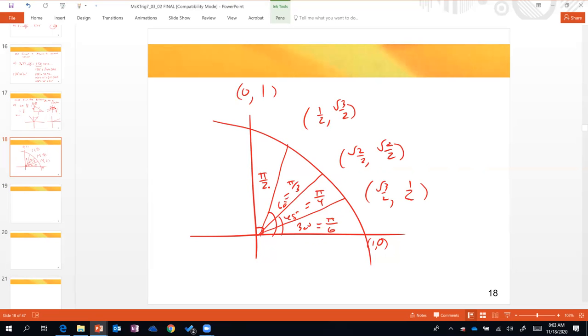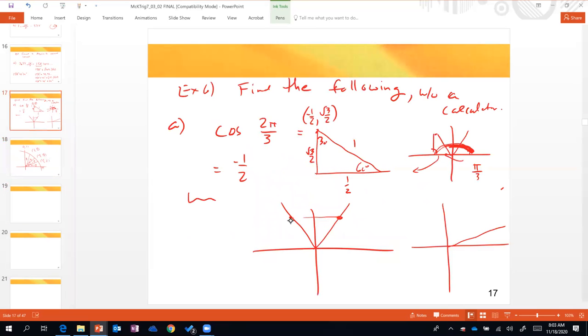Okay, so let's jam with this. This is what you probably should have memorized, or memorized very, very well. So let's go back to our problem here. We're at 2 pi over 3. We're here.